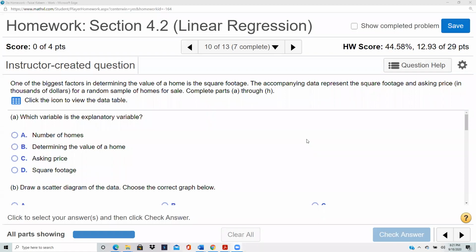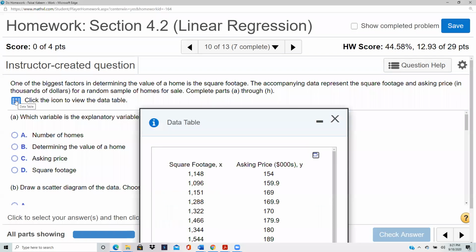One of the biggest factors in determining the value of a home is square footage. The accompanying data represents the square foot and asking price for a random sample of homes. Square footage is the explanatory variable, the independent variable, and depending on what the square footage is, it will be priced accordingly. So price is the response variable. So the explanatory is square footage.